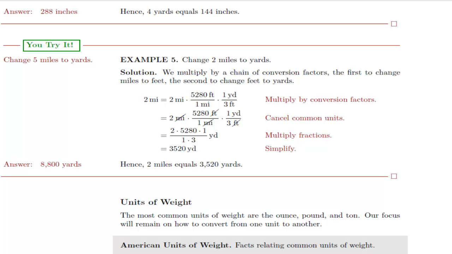The mile units cancel, the feet units cancel. We're left with 2 times 5,280 times 1 over 1 times 3 yards, and this simplifies to 3,520 yards. Hence 2 miles equals 3,520 yards.